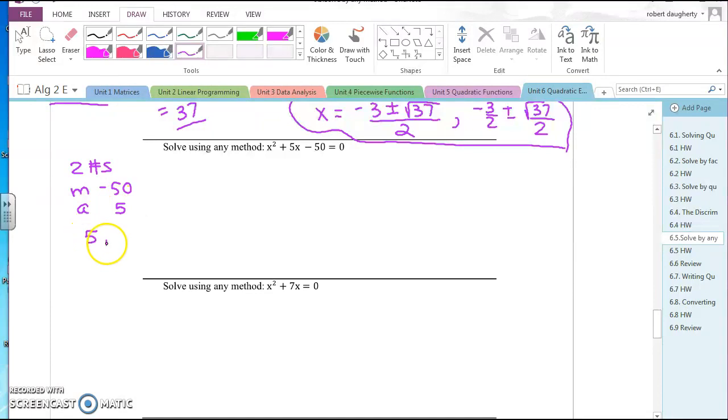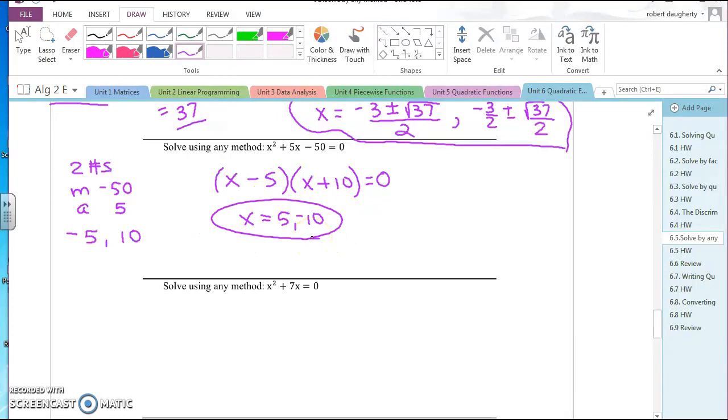So if I had 5 and 10, and the 5 were negative, I multiply those numbers, I get a negative 50. I add those numbers, I get a 5. And now I can just say that this is x minus 5, x plus 10 equals 0. So x is equal to 5 or negative 10.